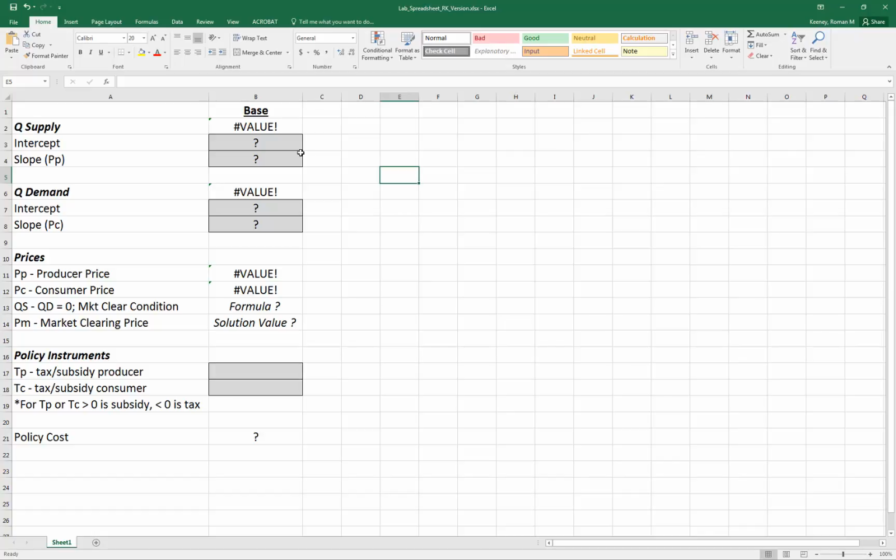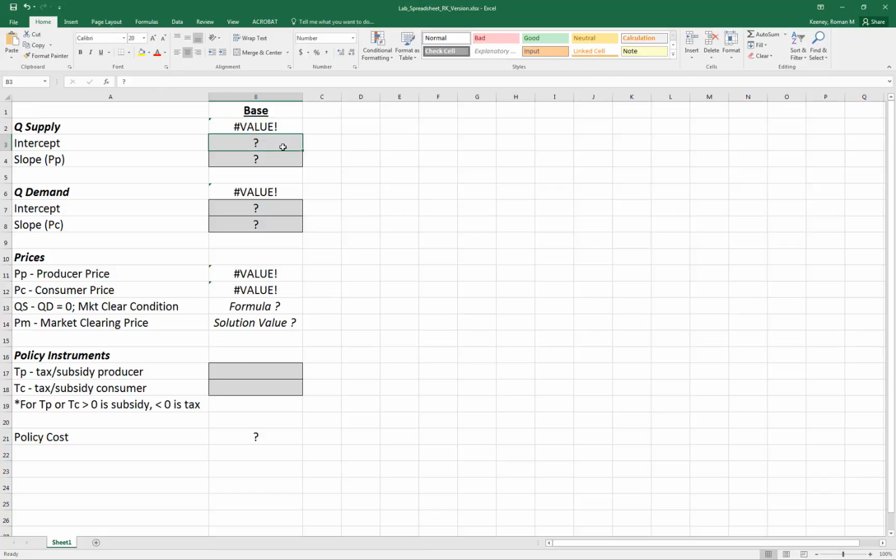Okay, so I've already put in the supply function here and the demand function down below. But this says B3, that's the intercept, plus B4, that's the slope of the supply equation, times B11. And that's down here. This is the producer price cell. Okay, so we're going to determine the producer price somewhere. And it'll tell us, once we know the producer price from the equilibrium condition, we'll simultaneously know the quantity supplied. Okay, so that equation's already put in for you.